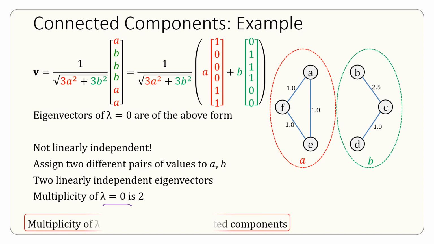In general, the multiplicity of lambda equals 0 is equal to the number of connected components. It was 2 in this case because this graph had 2 connected components.